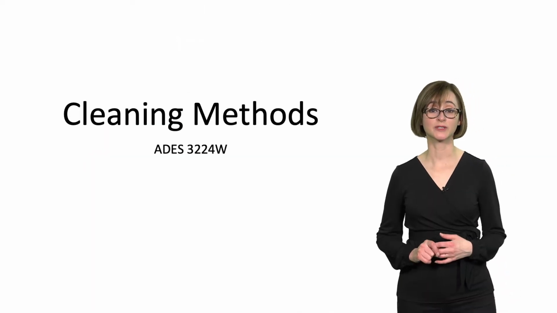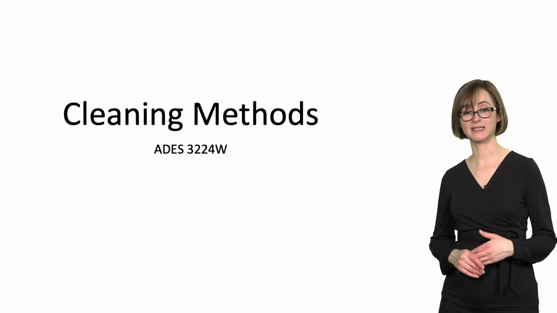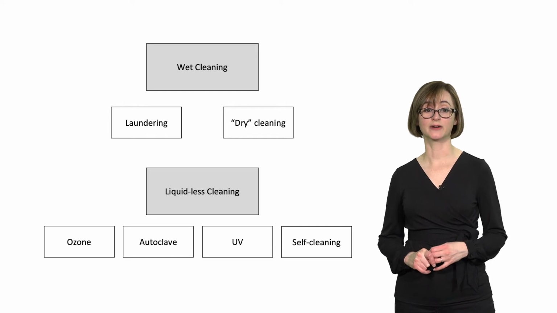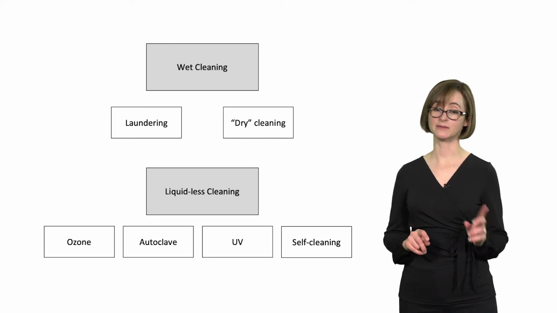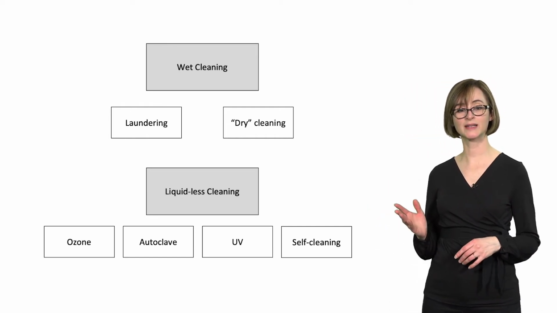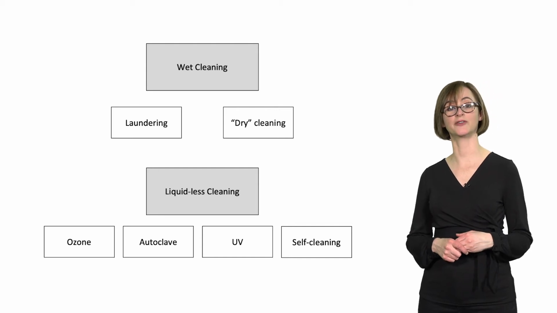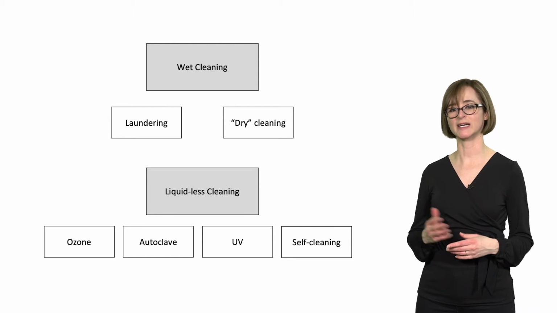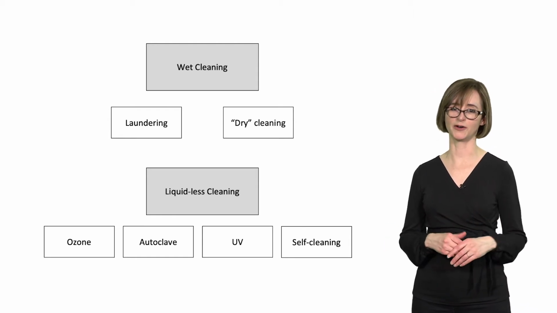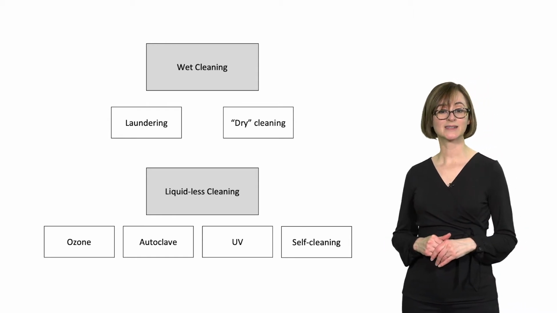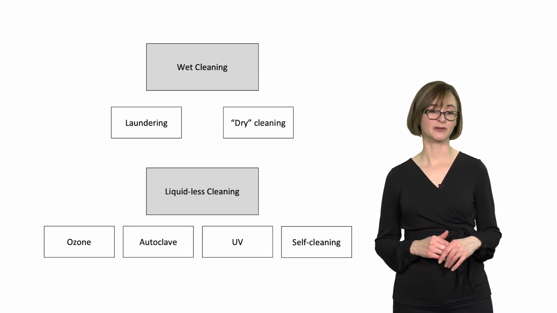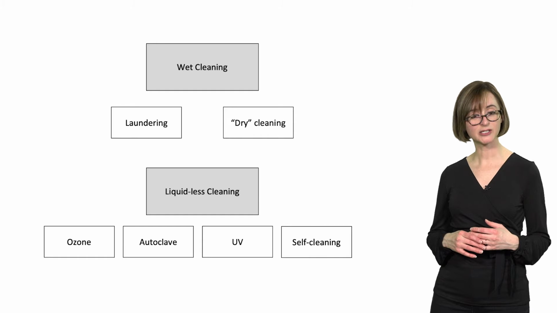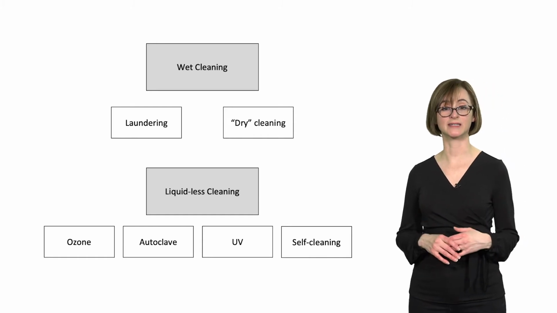In this section, we'll discuss the various methods that are used to clean textiles. We'll split up cleaning methods into two categories, methods that use liquid and methods that don't. In the wet cleaning category, we'll talk about traditional laundering as well as dry cleaning, the kind of cleaning that your dry cleaner does, which actually does use liquid, but not water. In the liquid-less cleaning category, we'll talk about using ozone, autoclave, which is heat and pressure, ultraviolet radiation, and a few approaches to self-cleaning textiles.